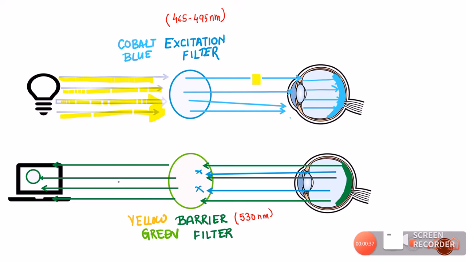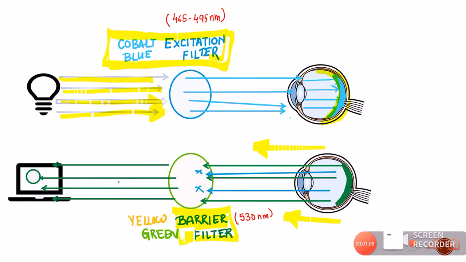As you can see, this was the white light before, and now as it passes through this excitation filter, only the blue light is going to enter the eyeball. Then it reaches the retina, and from there the light rays are going to get reflected back. Both the green and the blue light will get reflected back, and now they are going to face another filter, which is called the barrier filter.